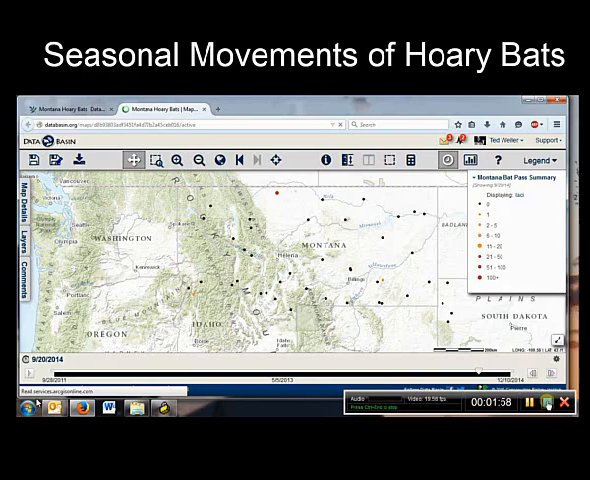So the important thing is that this represents thousands of detections of hoary bats from just within the state of Montana and just within a single year. So it's a great advance over looking at hundreds of museum records over a 100-year period in terms of what we can learn about the movement patterns of these bats.